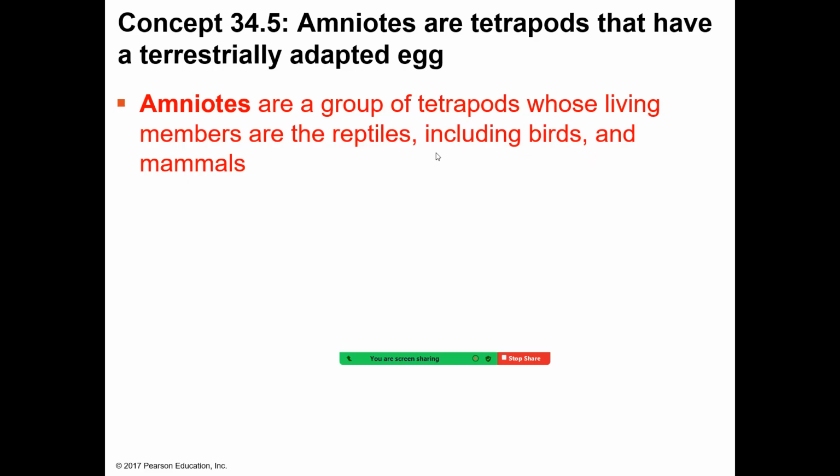So we'll talk about reptiles, and then we'll talk specifically about birds, and then we will look at the way that birds actually evolved from reptiles. And amniotes also include mammals. So the reptiles, which include birds, and mammals are going to fall into our group of tetrapods described as amniotes. And amniotes specifically are the tetrapods that have an egg that is terrestrially adapted, meaning that the egg is able to live on land.